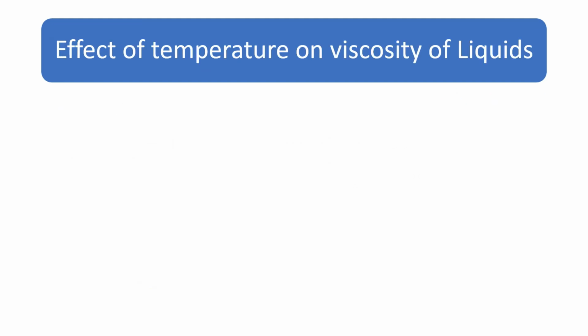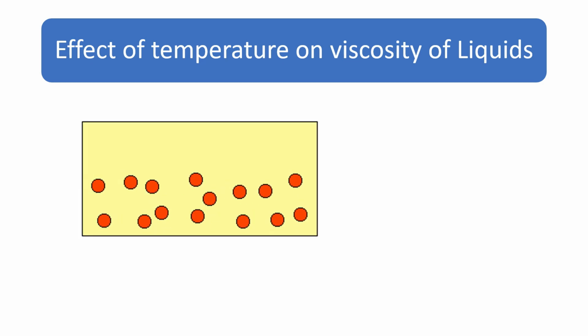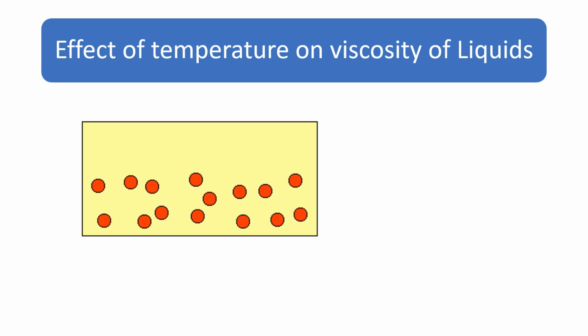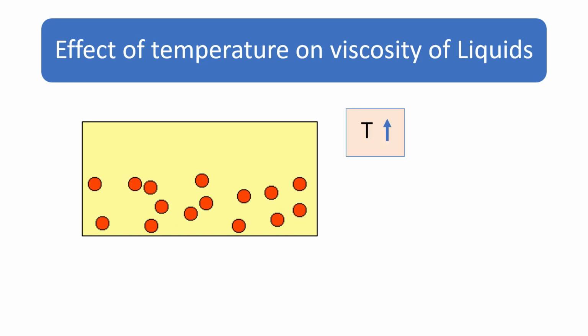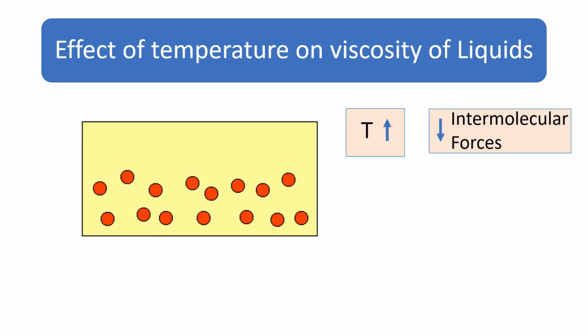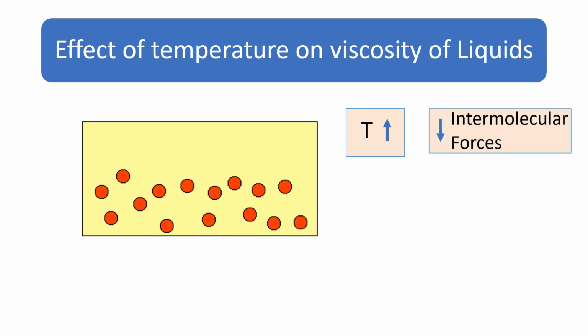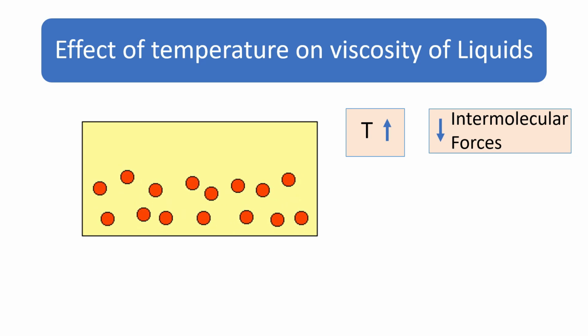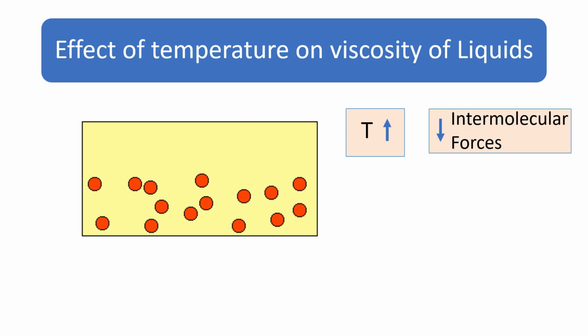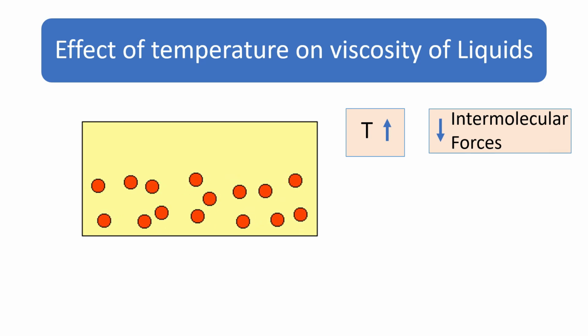So what is the effect of temperature on the viscosity of a liquid? You can see here, the viscosity in liquid is due to the intermolecular forces. So as the temperature increases, the intermolecular forces will get reduced. So that means the viscosity will also get reduced in case of liquid, because viscosity is due to the intermolecular forces. So as intermolecular forces are reduced, viscosity will also get reduced.